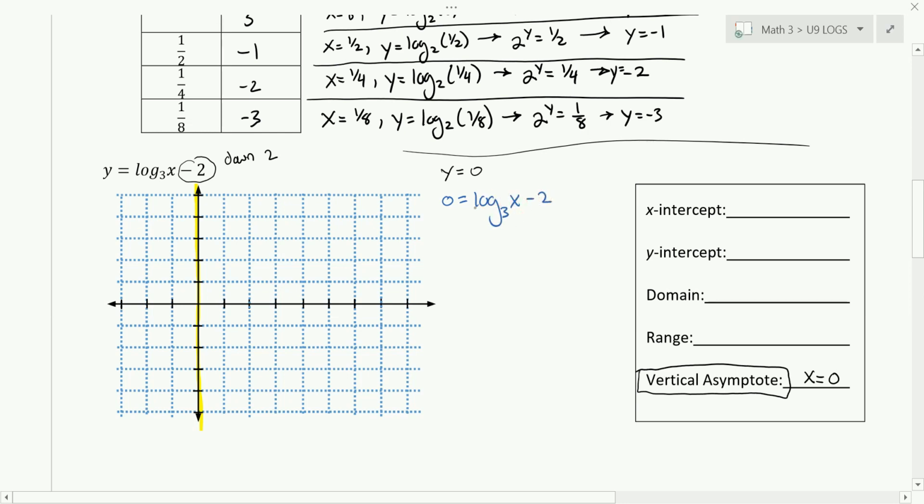So if I want to solve for x in this equation, you have to get the logarithm alone. That minus 2 is not part of the log, so I need to add that to both sides of the equation first. And once you get the logarithm by itself on one side of the equation, then you can change it out of log form into exponential form. And we write 3 squared is equal to x, or 9 is equal to x. And so that's our x-intercept, 9, 0.